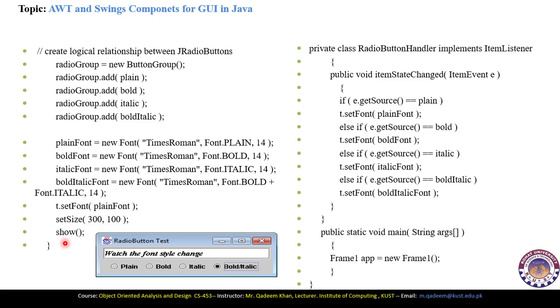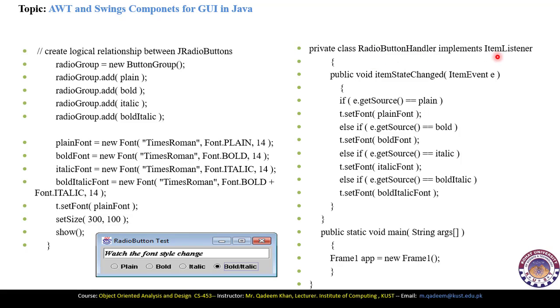So the plain font is provided here, and the size of this GUI is 300, 100. So it means 300 along the x-axis and 100 along the y-axis, and it is shown here. So it means that this will be available here. Now the radio button handler, which was just declared there.